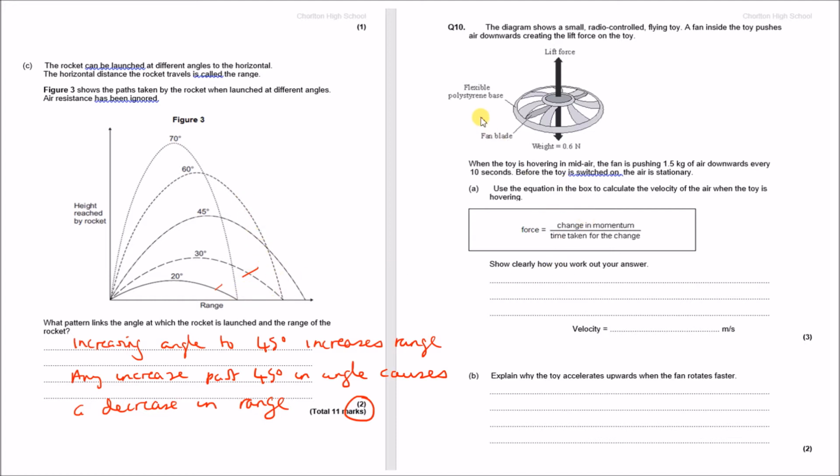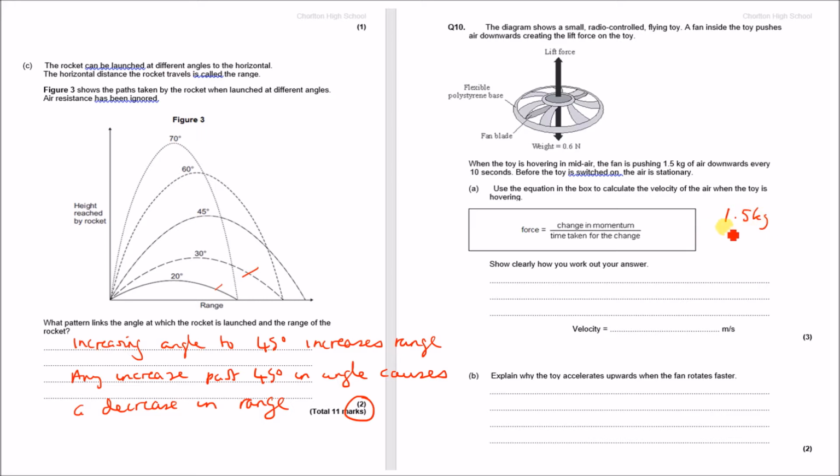So this next question says when the toy is hovering in midair, the fan is pushing 1.5 kilograms of air downwards every 10 seconds. Before the toy is switched on, the air is stationary. So it's told us force is equal to change in momentum divided by the time taken. We need to work out what in this equation we already have. Do we have a mass? Yes. So we know that the mass is equal to 1.5 kilograms.